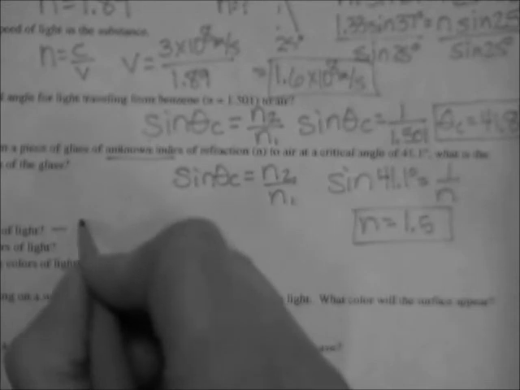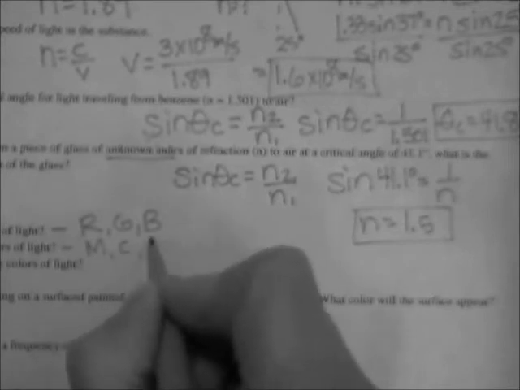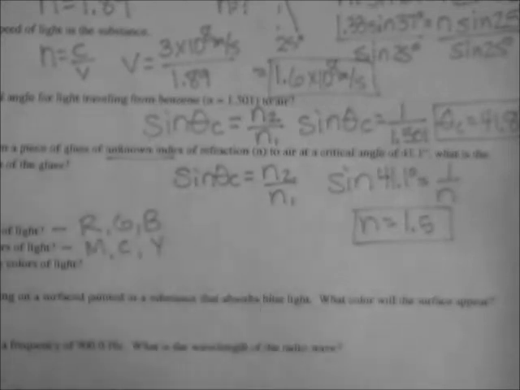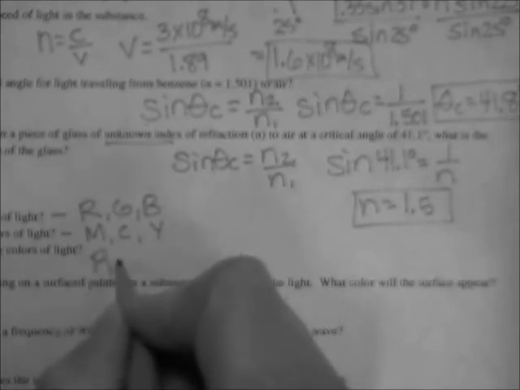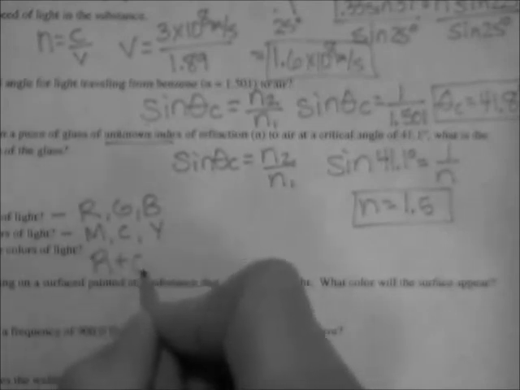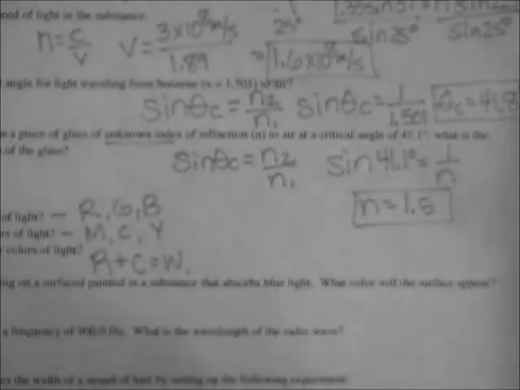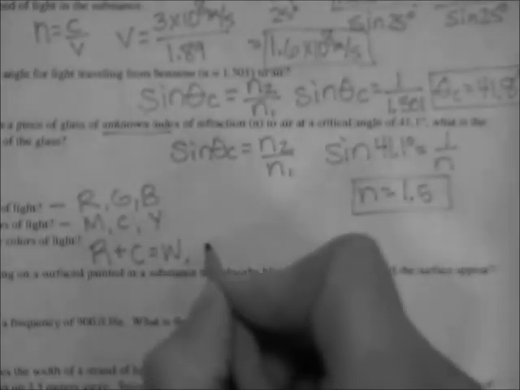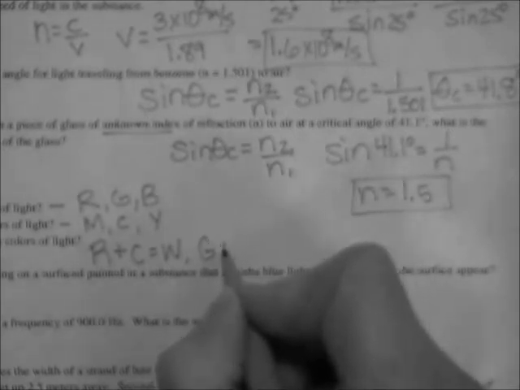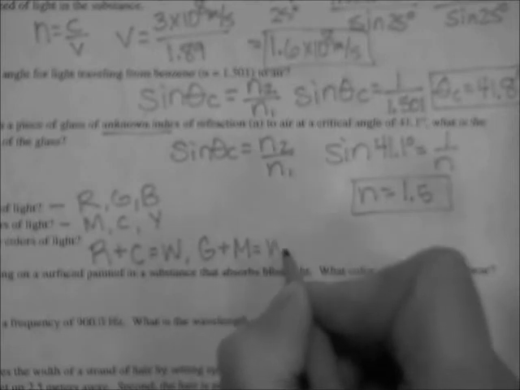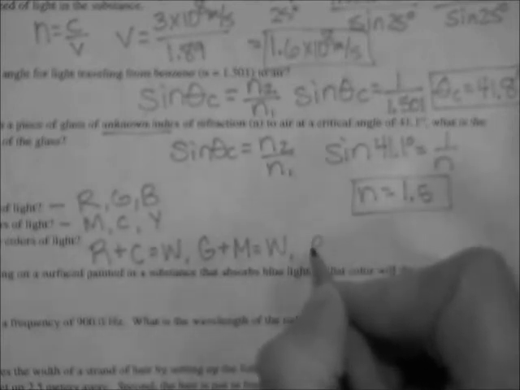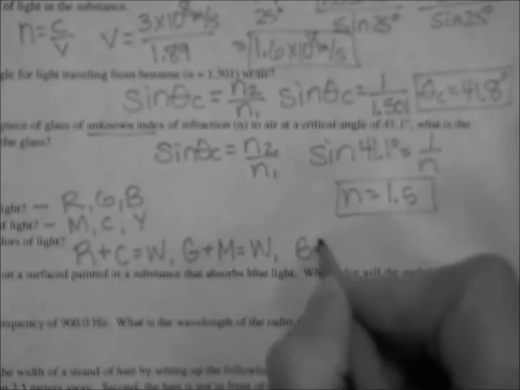What are the primary colors of light? That is red, green, blue. Secondary colors of light, magenta, cyan, yellow. Complementary colors, you're always going to match up the primary color with the secondary color that it's not made up of. So red is missing some blue and green, so we need to match that with cyan to get white. And remember, complementary colors form white light. Green is missing the red and the blue, so we're going to have to match that with magenta to get white light. And blue is missing the red and green, so we're going to have to add that to yellow to get white light.